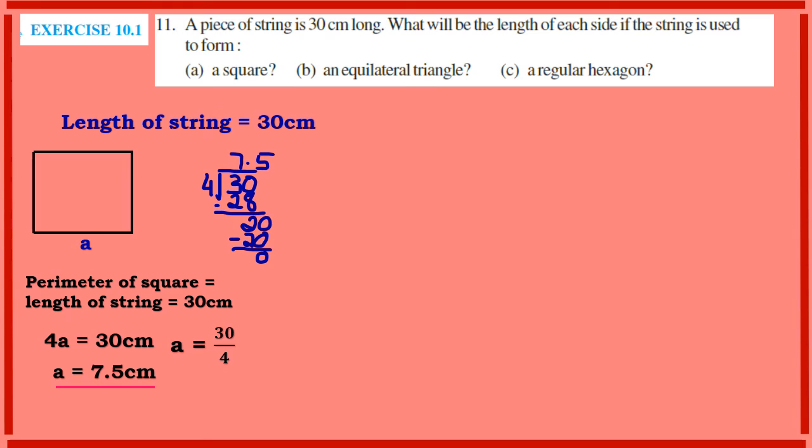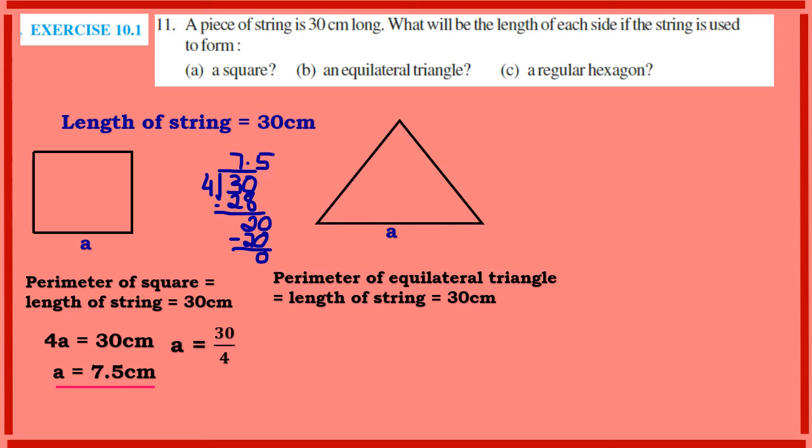centimeter. Now what will happen if it is an equilateral triangle? So here also the total length of the string is the perimeter of the equilateral triangle. No. So the perimeter of the equilateral triangle is the length of the string. That is equal to 3 into side. 3a equal to 30. So a equal to 30 by 3, 10 centimeter. So each side of the equilateral triangle will be 10 centimeter.